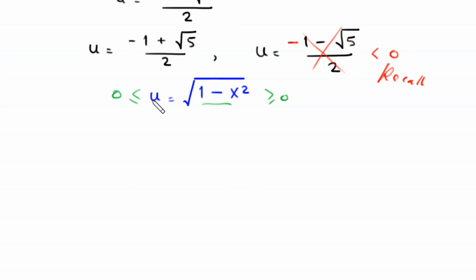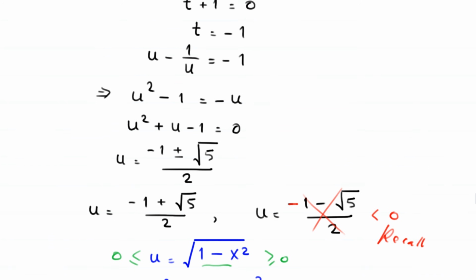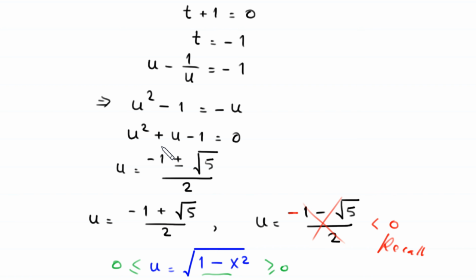Now if we take a square of both sides of this equation, this implies that u squared is equal to 1 minus x squared. Move this negative x squared to the left hand side and this u squared to the right hand side. This implies that x squared is equal to 1 minus u squared. And from this equation, if we move this u minus 1 to the right hand side, this implies that u squared is equal to 1 minus u.